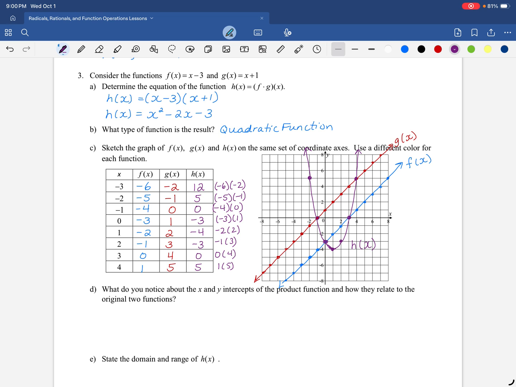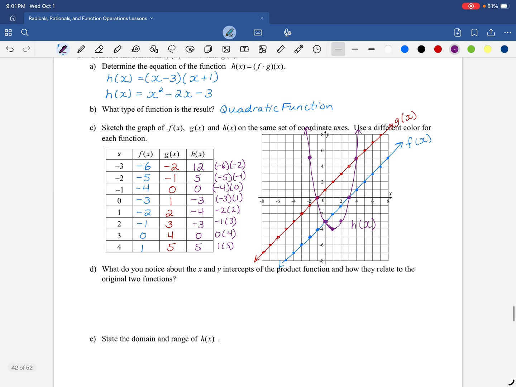Perfect. Okay, then it says, what do you notice about the x and y intercepts of your product function? Remember, your product function is function h, and how they relate to the original two functions. Well, let's take a look at the x-intercepts first. So this should make sense. How come the x-intercepts of the original function are also the x-intercepts of the product function? Well, if they were an x-intercept of the original function, doesn't that mean that one of them would have been a 0 on the y value? Yes, like I can highlight this here.